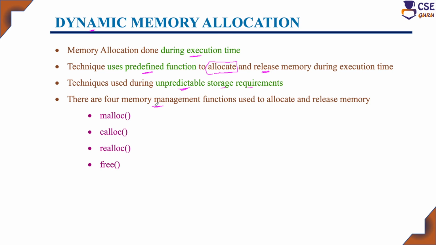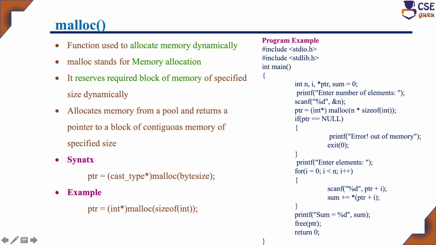There are 4 memory management functions which are used to allocate and release the memory: malloc, calloc, realloc and free. Each one we will discuss in detail with example. The malloc function is used to allocate the memory dynamically. Dynamically means during execution, it will allocate the memory. And malloc stands for memory allocation.